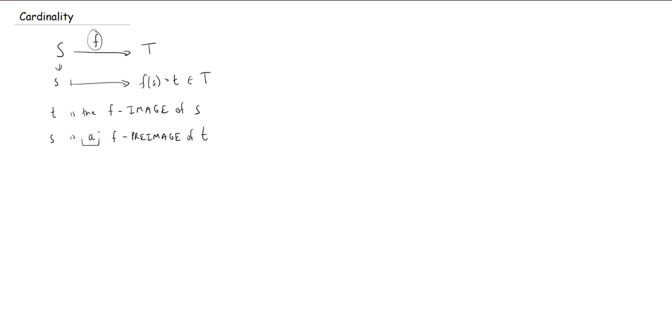The indefinite article. From a pictorial point of view, if you have S to T, and I have some little s that gets mapped to some little t via f, it could be that I have some other element, maybe s prime, which also maps over to t via f. And so in that case, both s and s prime would be f preimages of little t.